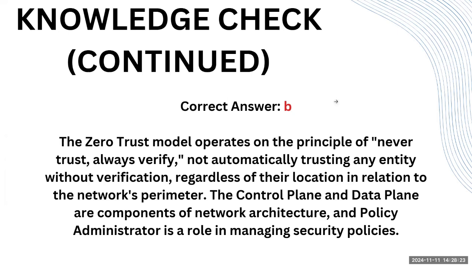The correct answer is B. And like we said, the zero trust model operates on the principle of never trust, always verify. It's not automatically trusting any entity without verification, regardless of their location in relation to the network's perimeter, right? So regardless of whether they are internal or external, we will not trust them by default. The control plane and data plane are components of network architecture, and policy administrator is a role in managing security policies.